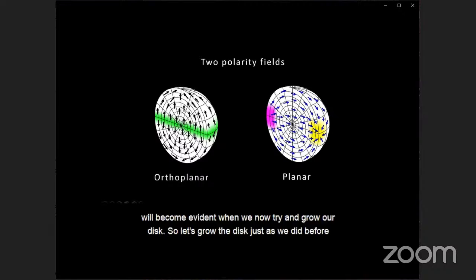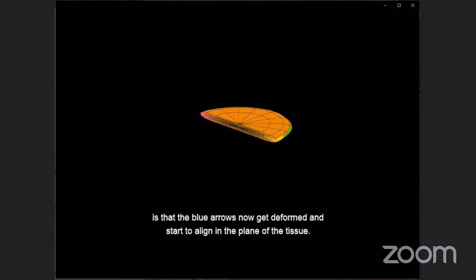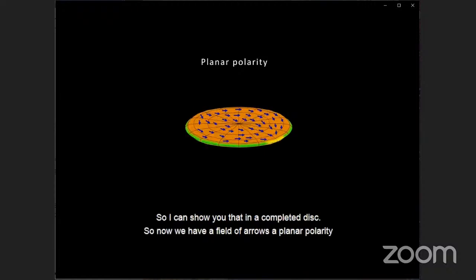And the reason that this is called a planar polarity field will become evident when we now try and grow our disc. So let's grow the disc just as we did before, orienting the growth with this orthoplanar field such that growth is perpendicular to it. All right, if we do that, but now show what happens to the planar polarity field, what we see as we grow it is that the blue arrows now get deformed and start to align in the plane of the tissue.